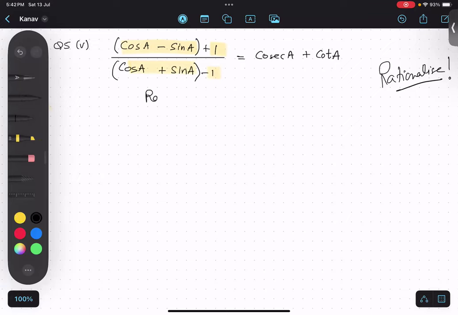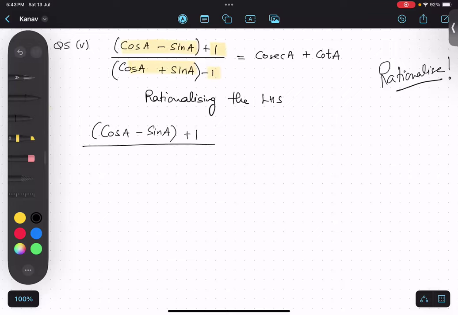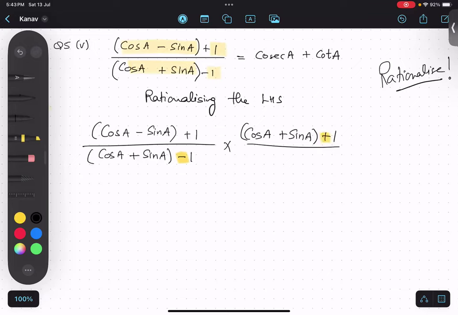So I'll write, rationalizing the left hand side. So we'll do the rationalization: cos A minus sine A plus 1, upon cos A plus sine A minus 1, multiplied by cos A plus sine A plus 1, upon cos A plus sine A plus 1. This is minus, it will become plus. Is this thing clear?